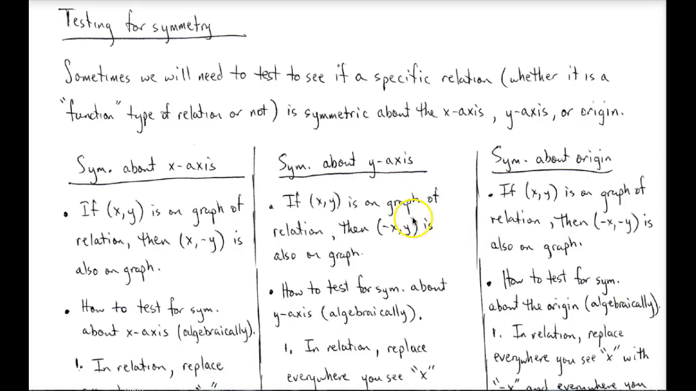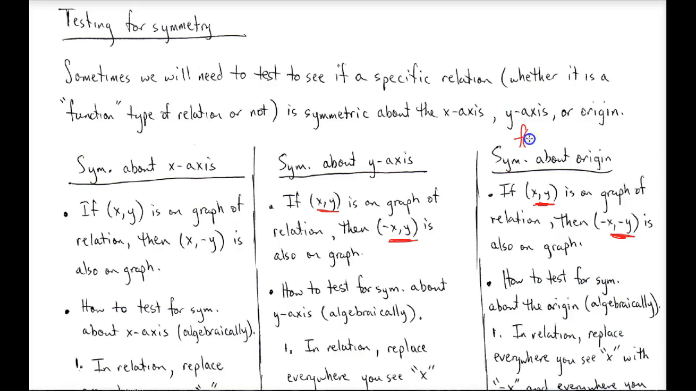So one of the things that we learned is that for every point (x, y) we have on a graph, if a function is symmetric about the y-axis, then we also have a point (negative x, y) as well. And when we were testing for symmetry about the origin, for every point (x, y) we have, we also had a point (negative x, negative y).